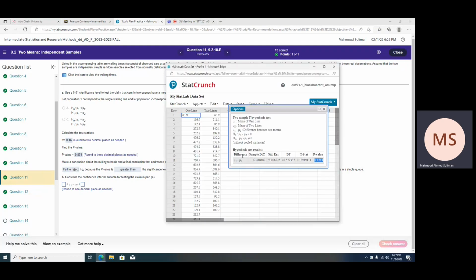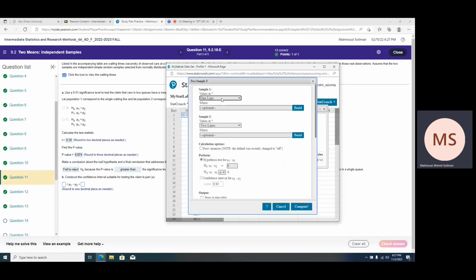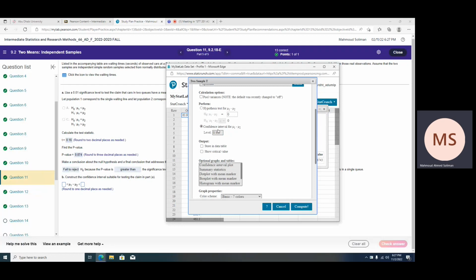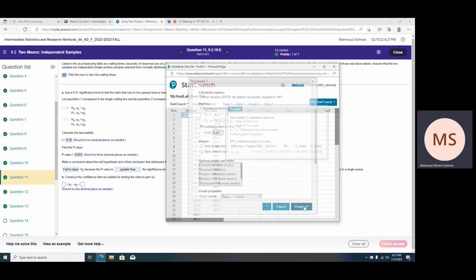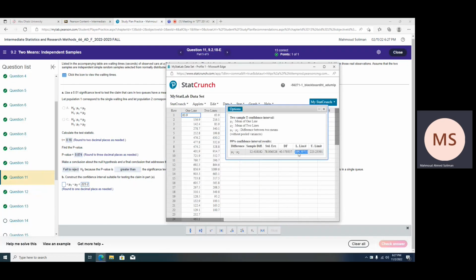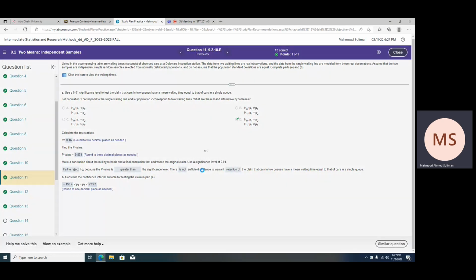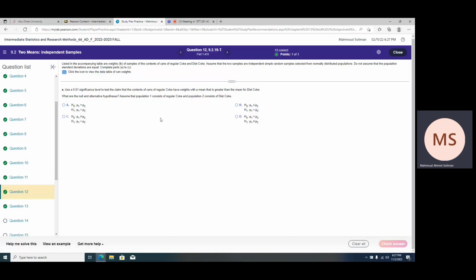Okay, so we'll edit. It's two-tailed. 1 minus 0.01, so it will be 99. Copy, paste, 1 decimal. This is negative. Paste and 1 decimal. Finish this one.